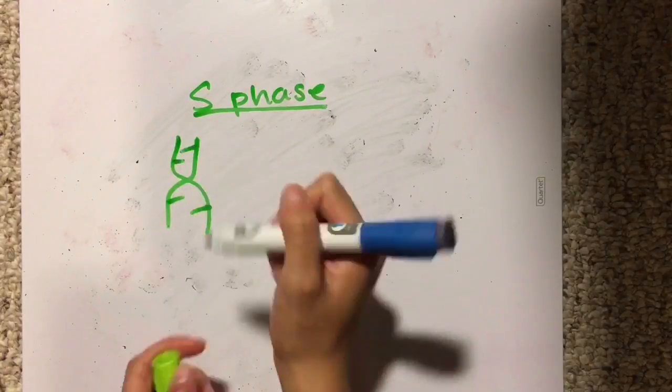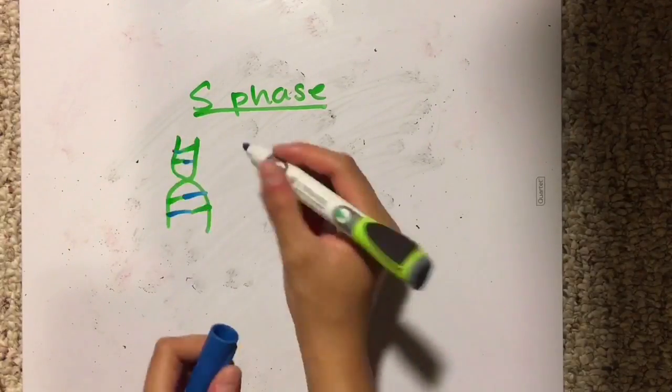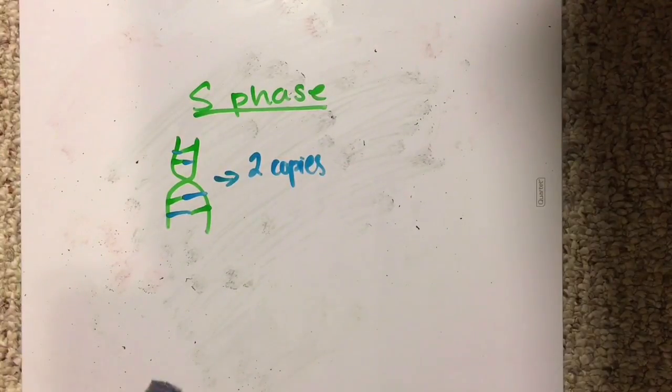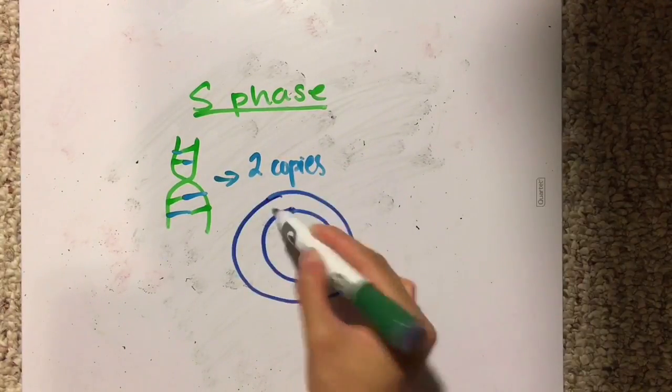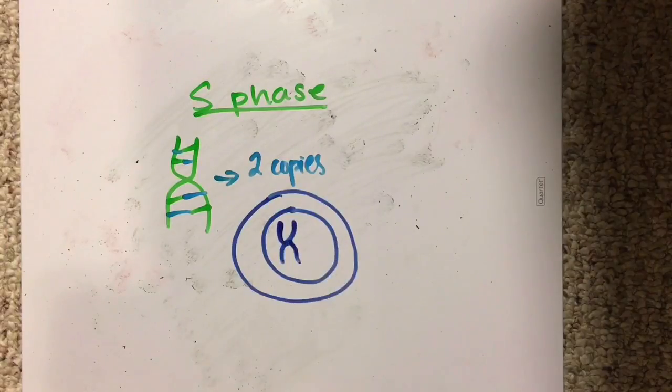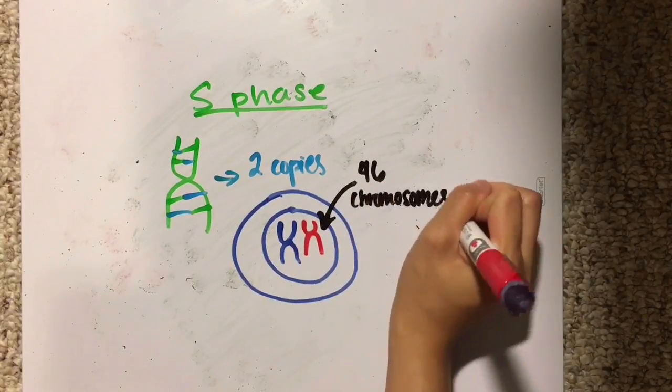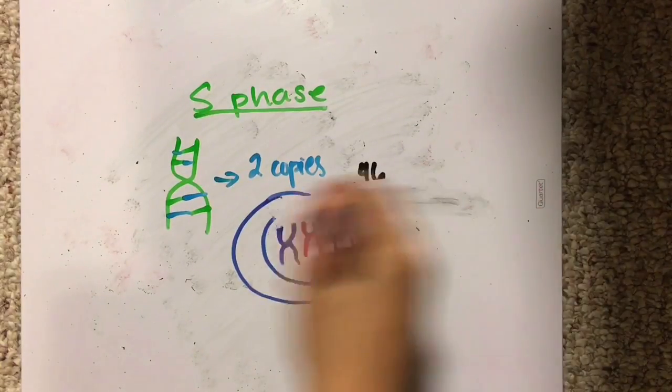In the S phase, the DNA replicates, creating two copies of each chromosome. The S phase is the second phase of the cell cycle and the most important phase of interphase. Here, the cell is going to replicate all of its chromosomes in order to make a second set for the daughter cell to have.